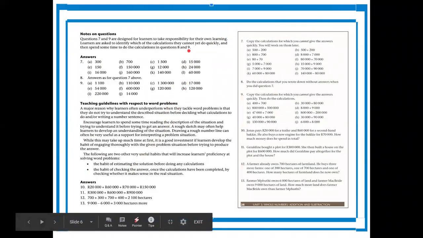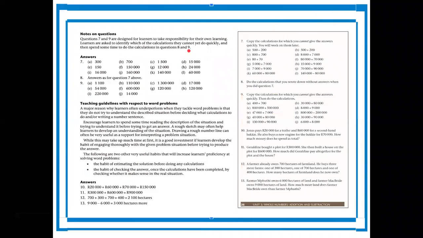Notes on questions. Questions 7 and 9 are designed for learners to take responsibility for their own learning. Learners are asked to identify which of the calculations they cannot yet do quickly, and then spend some time to do the calculations in questions 8 to 9. So here are the answers for questions 7, 8 to 9.